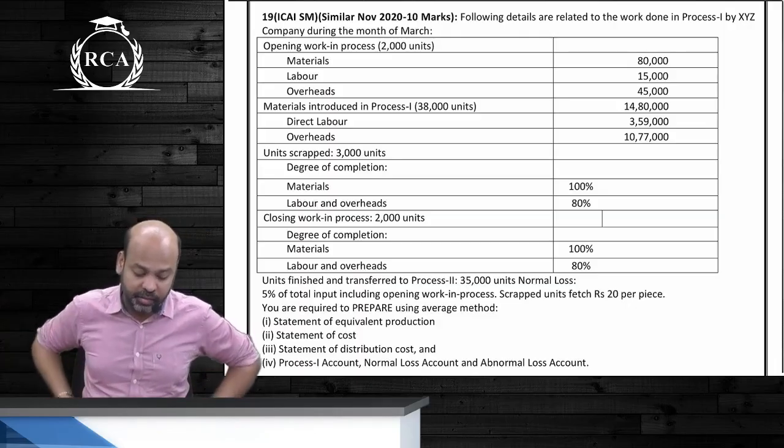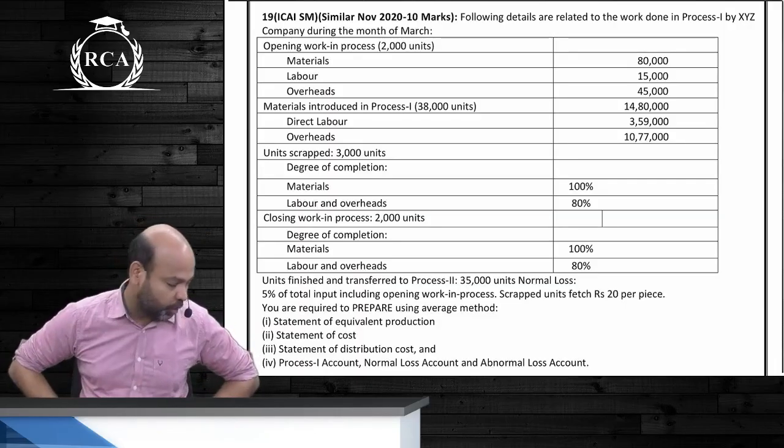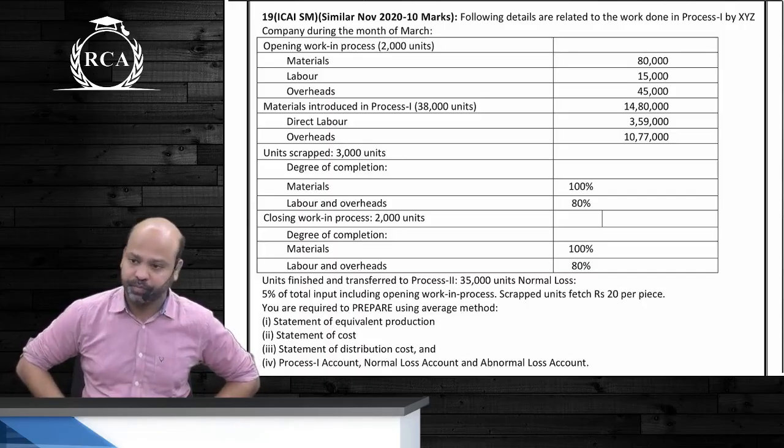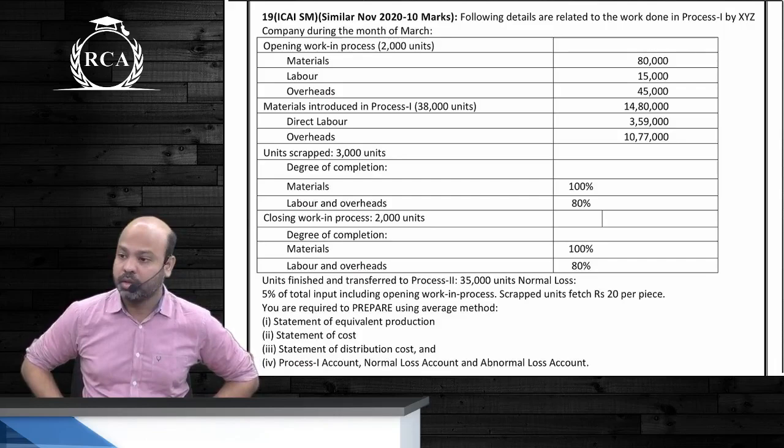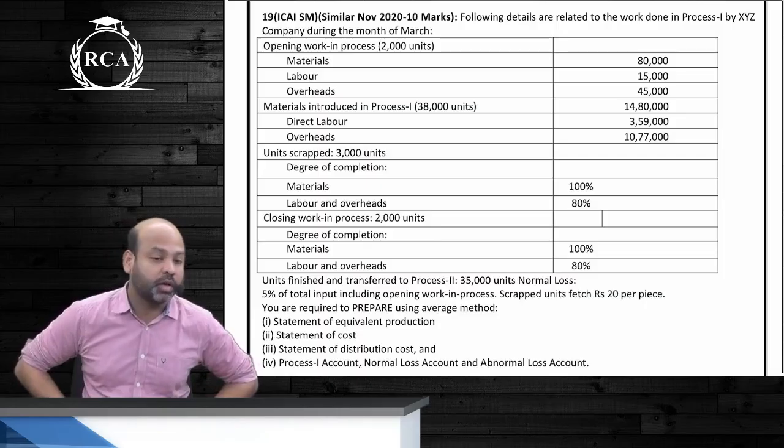Units scrapped are given beta degree of completion. Closing work in progress degree of completion. In this question, guys, even if you want, you cannot use FIFO method. Opening work in progress ka degree of completion is not given. Unless they give us degree of completion for opening work in progress, we cannot use FIFO method.